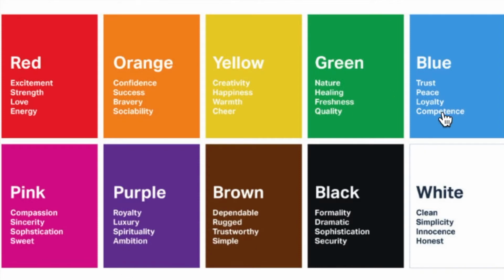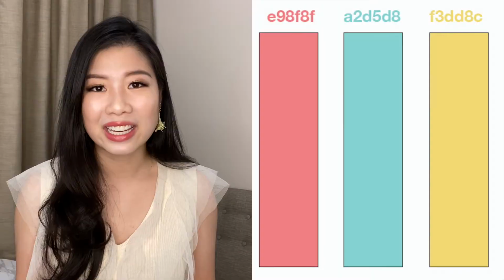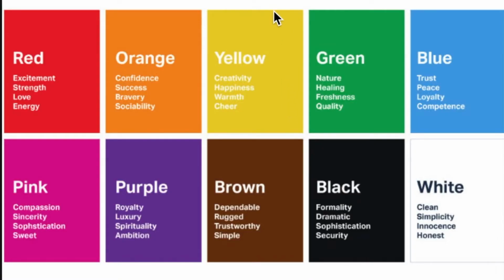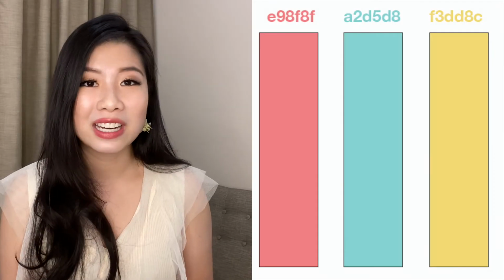What colors represent your brand? What feelings do you want to give out? For abigailchin.design, I picked out pink, blue, and yellow because I want my brand to embody creativity, sophistication, and trust. Obviously, I want my brand to encompass all the different things, but I want to be recognized for these 3 main colors.